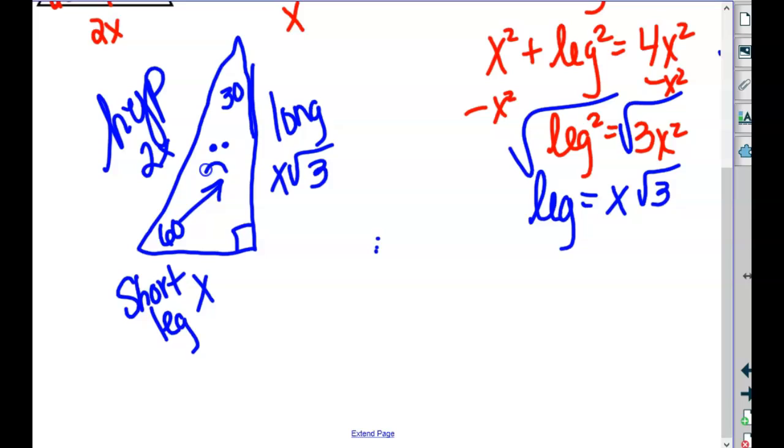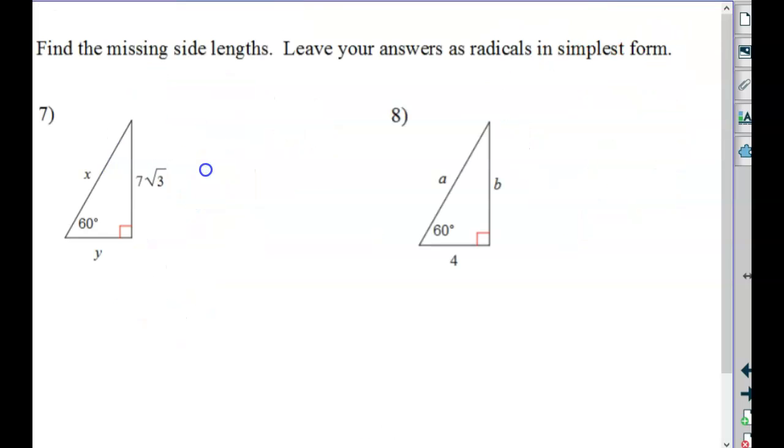All right. Number 7 then. If the long leg has already a 7 times the square root of 3, what does that tell us? Where's the 7 go? The 7 is the short leg, which goes where? Down here. And this is 14. Okay, what happens if we know the short leg is 4? A would be 8 and B would be 4 square roots of 3.